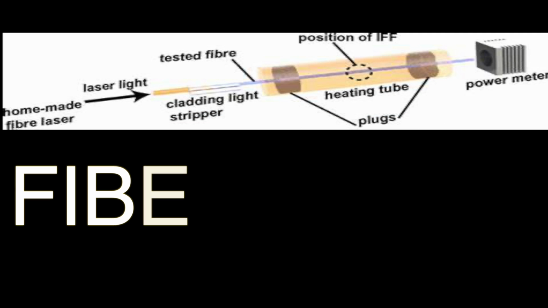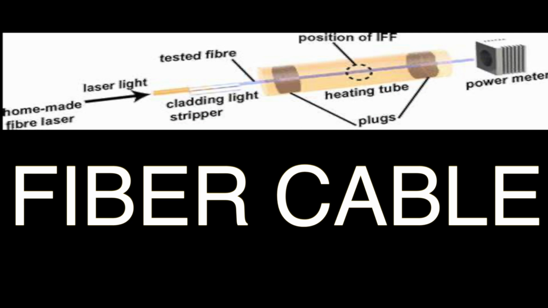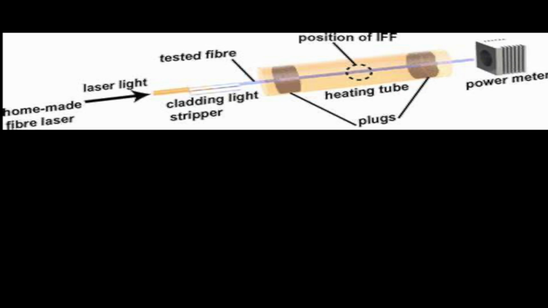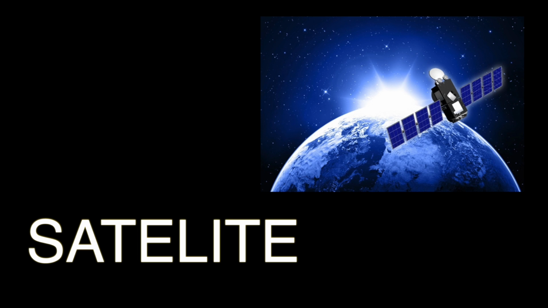A fiber optic cable, also known as optical fiber cable, is an assembly similar to an electrical cable, but containing one or more optical fibers that are used to carry light. A satellite is an object that is intentionally placed into orbit. In order to distinguish them from natural satellites such as Earth's moon, they are also called artificial satellites.